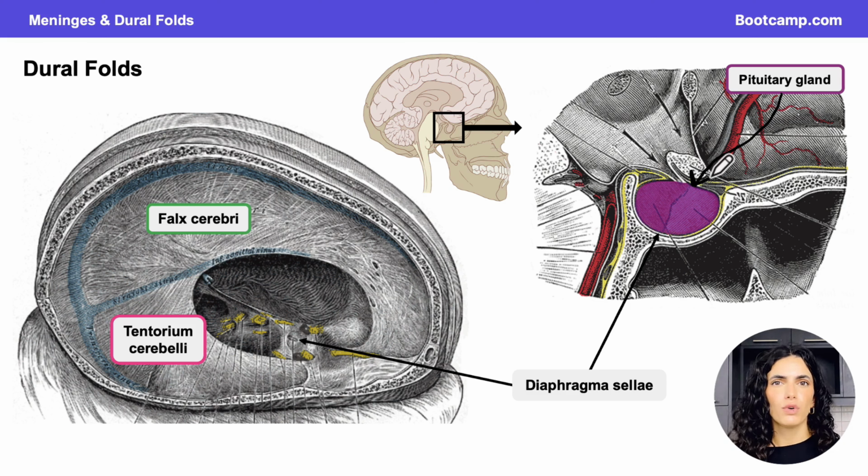So all of these dural folds work together to maintain the structure and integrity of the brain. They also prevent displacement of the brain as we move the head, for example, and also allow us to maintain the proper functioning of certain brain regions.